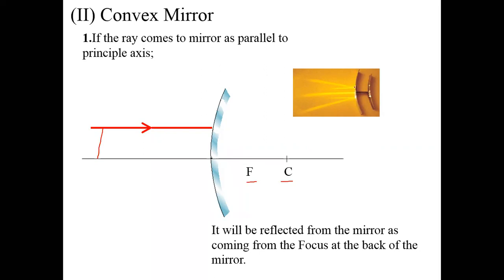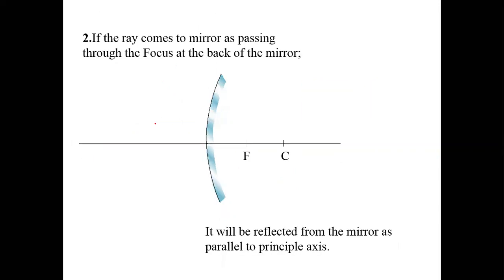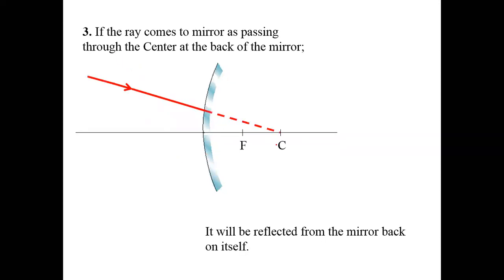When you send the light ray parallel, it is going to be reflected like this, and you are going to see that the reflected ray looks like it is coming from the focus. And the second one, when you send it toward the focus point, it is going to be reflected parallel to the principal axis. And the third one, when you send it toward the center, it's not going to go to the center, but the extension of it is going to go to the center, and it's reflected over itself. These are the three basic ones.